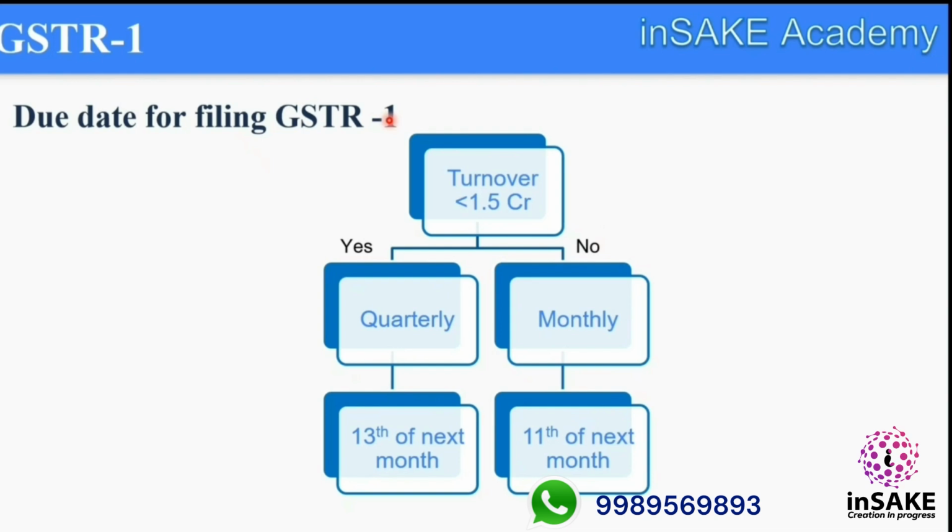And there is one important point: for turnover less than 1.5 crores, it is an option given to the taxpayer. He can opt for quarterly or he can opt for monthly. If he is okay to file on a monthly basis, he can very much go on the monthly basis. He need not do it on a quarterly basis. But if turnover is more than 1.5 crores, it is mandatory to file on a monthly basis. So whatever the turnover is, if it is less than 1.5 crores, it is an option given to the taxpayer to opt for quarterly or monthly. But if turnover is more than 1.5 crores, he has to file on a monthly basis.